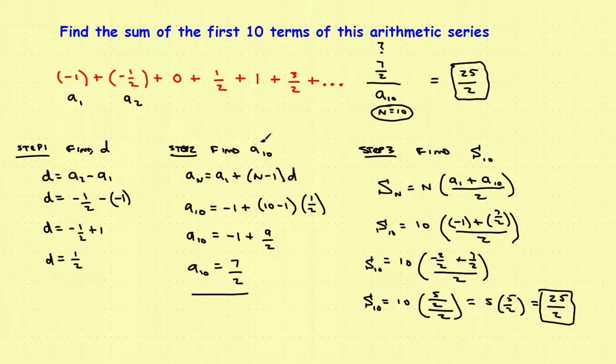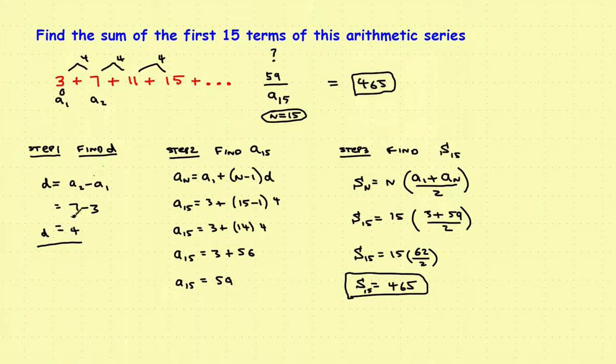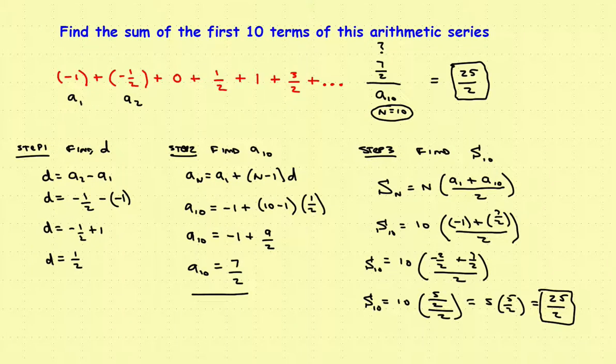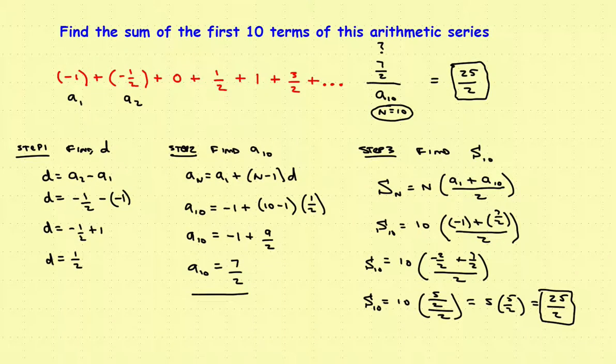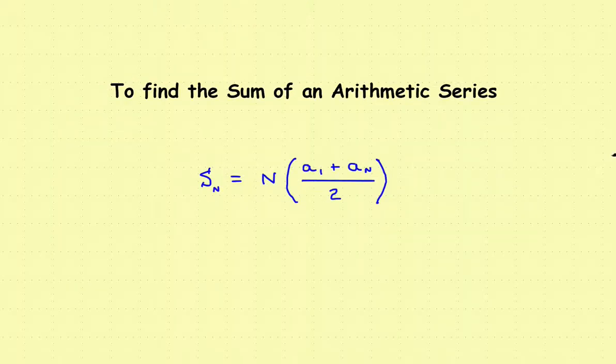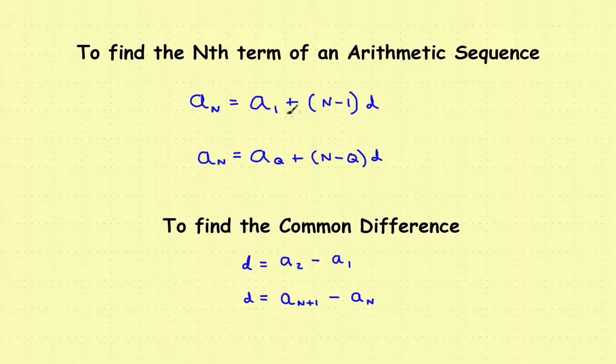So this was just an example that involved fractions. So you had 3 different examples there. The first one involved a positive difference. The second one involved a negative difference. And then finally, this third example involved fractions. But they're all based on this rule right here. But remember, when you find the sum of an arithmetic sequence, there's a pretty good chance that you're going to have to find that nth term first. So you may also need this formula right here. So some combination of those should give you the correct answer. So anyway, there's a couple of samples of how to find the sum of an arithmetic series.